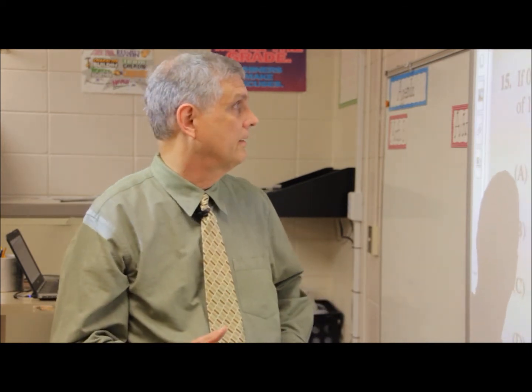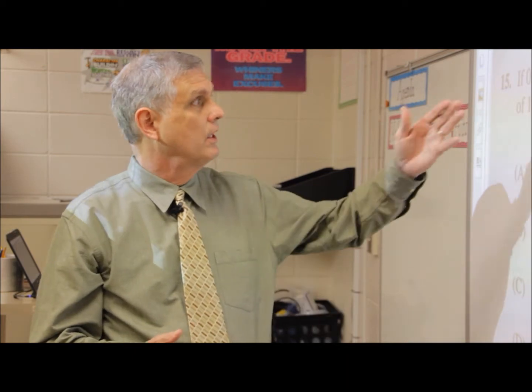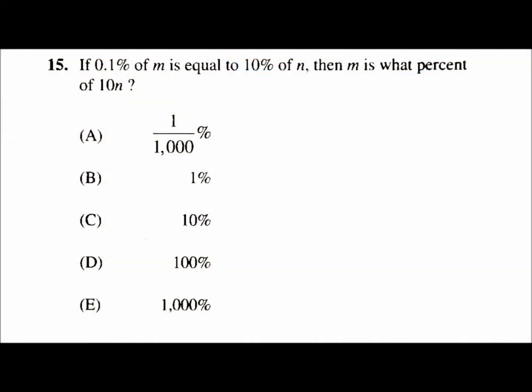Okay, let's take a look now at another percentage problem, and it's also a decimal problem. The only way they can make these things difficult is to kind of twist your mind a little bit, and this is no exception. They're giving you a decimal percentage instead of a whole percentage. That's a little bit of a twist. And they've got a bunch of variables thrown in here. So let's decipher what they've got. Let's read it first. If 0.1% of M is equal to 10% of N, then M is what percent of 10N?